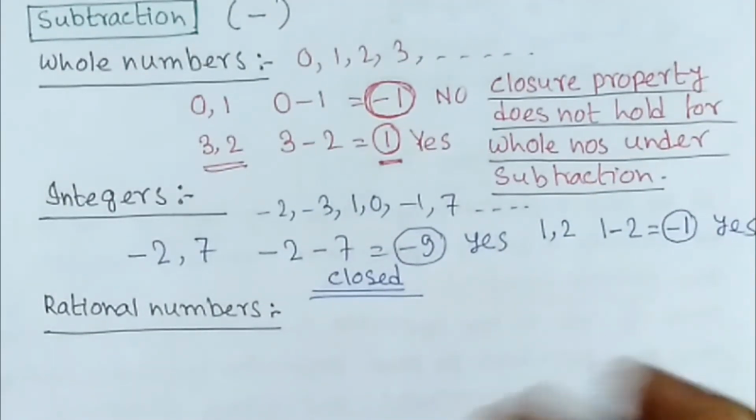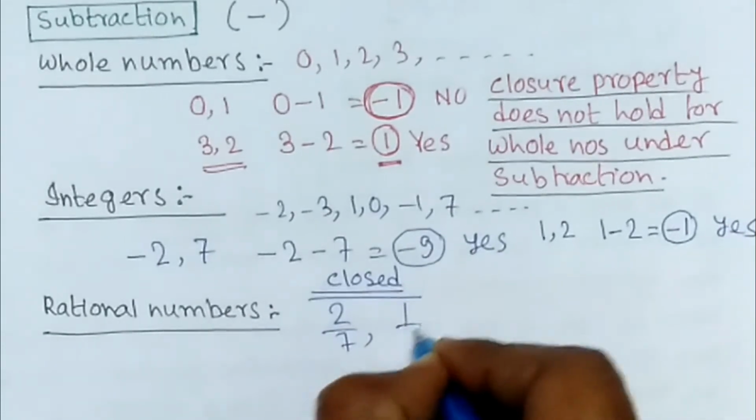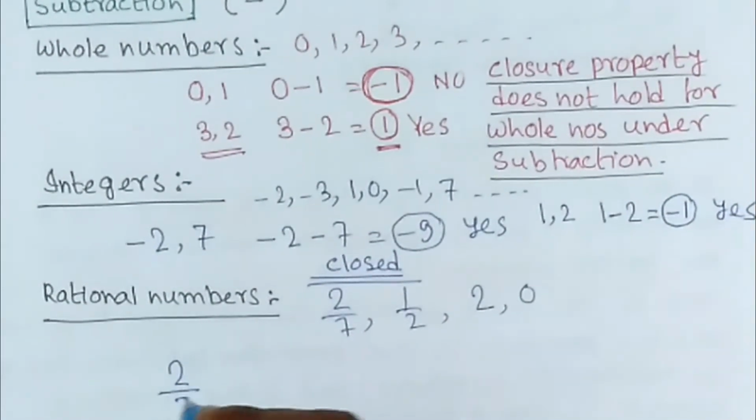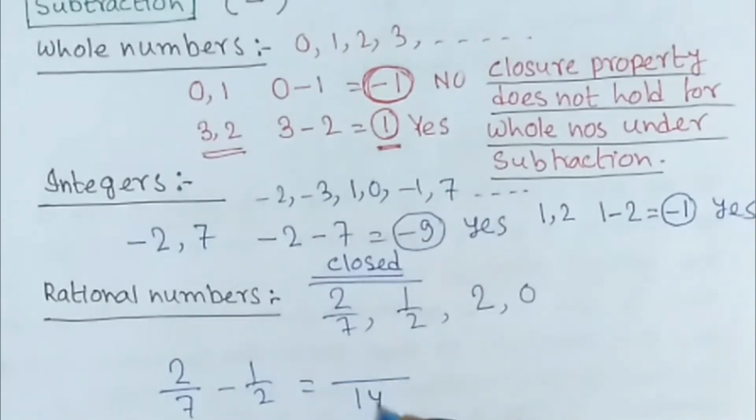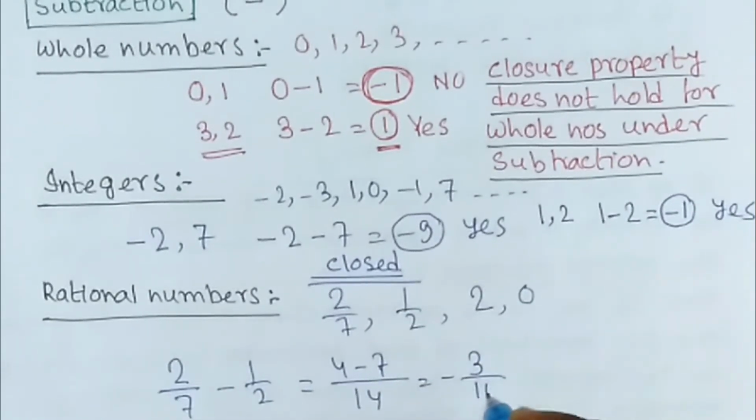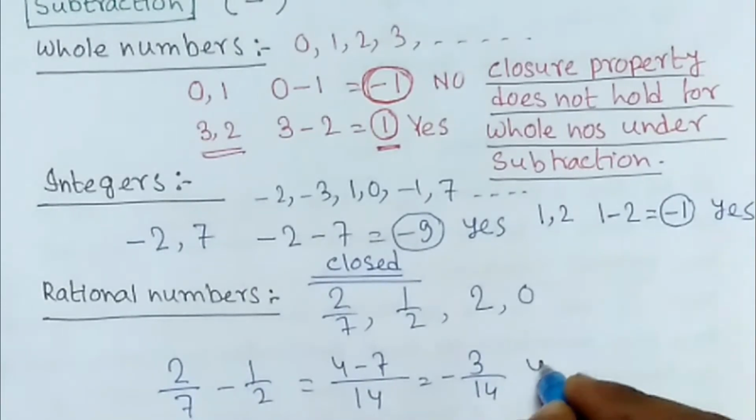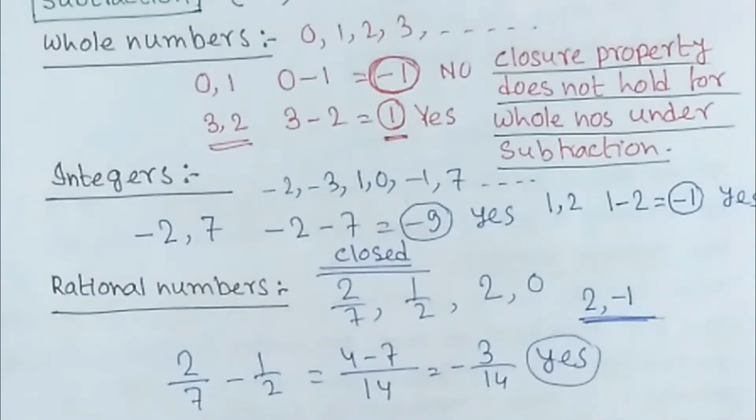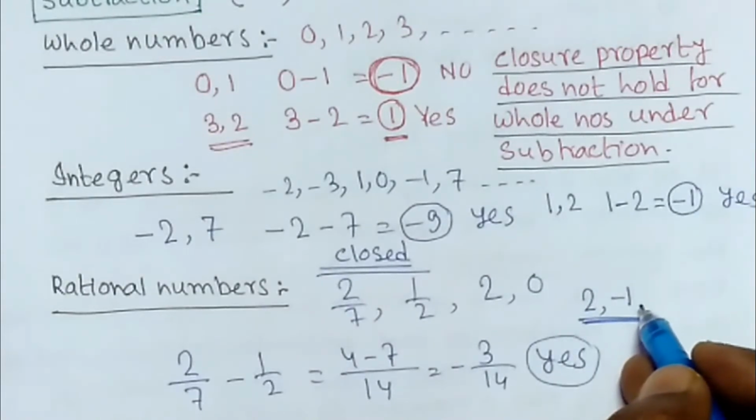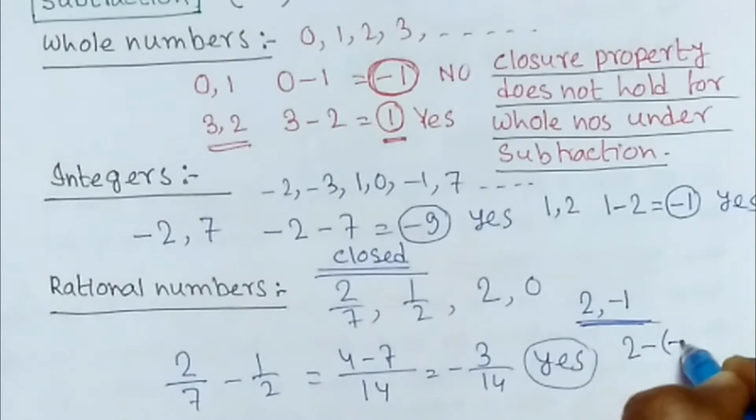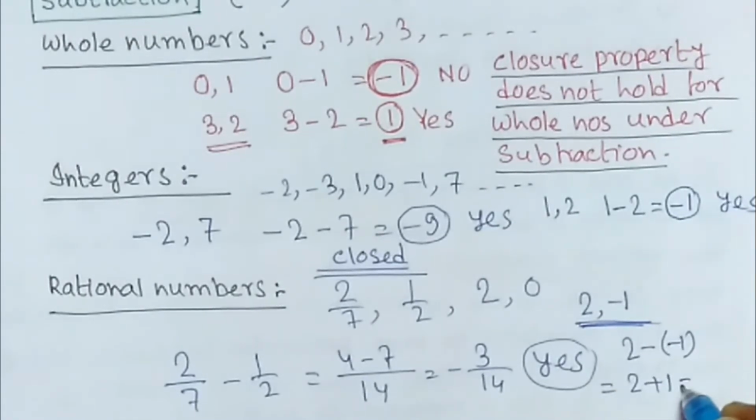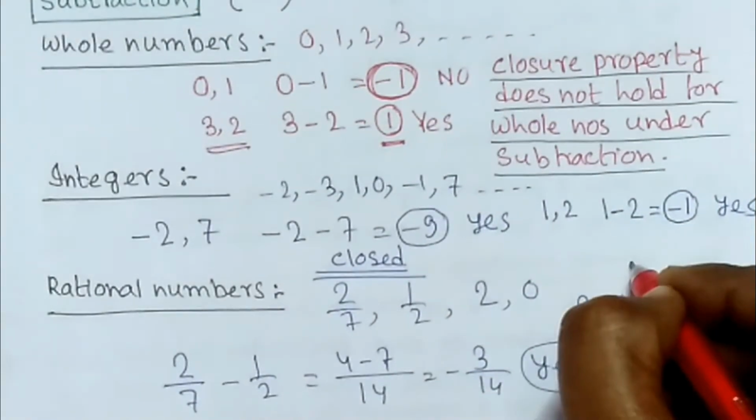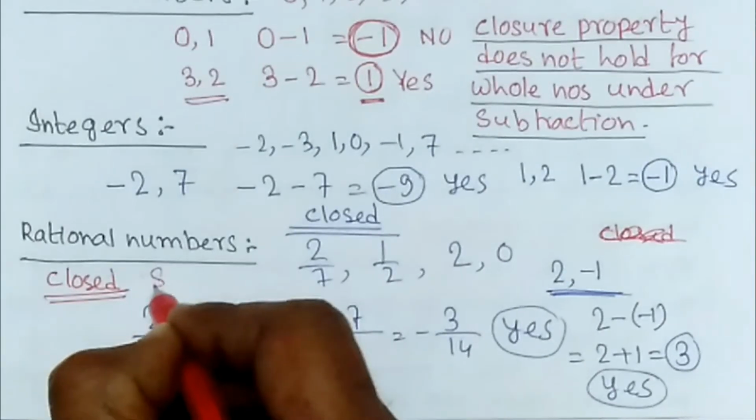Now for rational numbers. Rational numbers, say 2 by 7, 1 by 2, 2, 0, all are rational numbers. Now if we subtract them, suppose 2 by 7 minus 1 by 2, then the result will be minus 3 by 14. Is minus 3 by 14 a rational number? Yes. Now if we choose 2 and minus 1, both are rational numbers. Remember the definition of rational numbers. Now if we subtract them, 2 minus minus 1 gives us 2 plus 1, which is 3. Is 3 a rational number? Yes, 3 is also a rational number. So rational numbers are closed under subtraction.